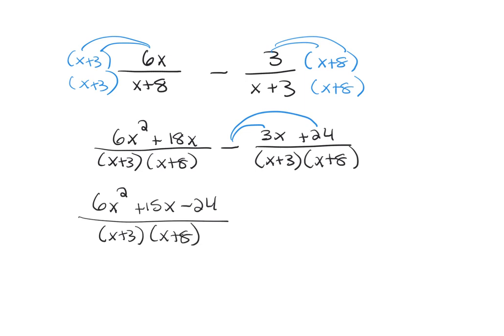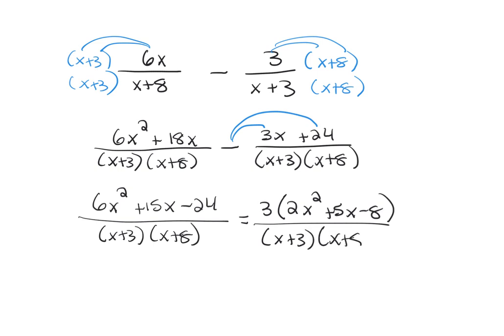I always keep the denominator in factored form because you always want to double check to see if I can now factor the numerator and see if anything cancels. The numerator has a GCF of 3, and you're left with 2x squared plus 5x minus 8, and then x plus 3, x plus 8. Then you can look to see if this factors, but actually in this case it doesn't. So nothing else will cancel, but you always want to look for it when you're solving these.